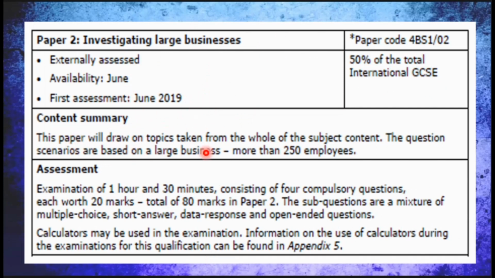This paper will draw on the topics taken from the whole of the subject content. So understand that again the whole specification, questions and topics will be asked in this question paper also. The difference which you can see is regarding small business and large business. In paper 2 you can see that large business is focused on, which is more than 250 employees.